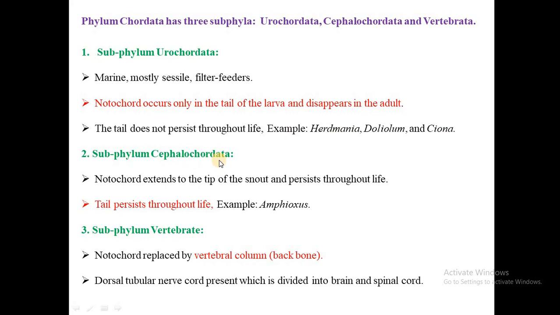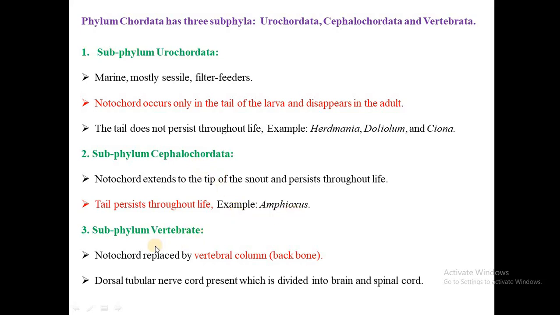Subphylum Cephalochordata. These have a notochord extending to the tip of the snout and persisting throughout life. The tail persists throughout life. Compared to Urochordata, here the tail will be present throughout life, but in Urochordata the notochord or the tail will be prominent only in the larval stage. When compared to the adult, it disappears there. The example of Cephalochordata is Amphioxus.